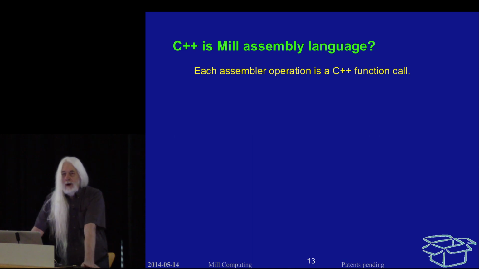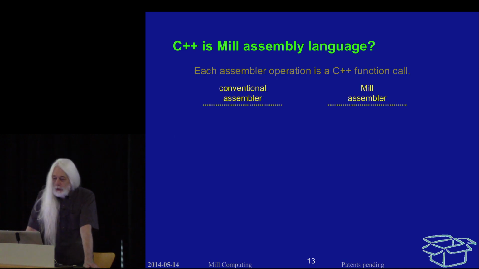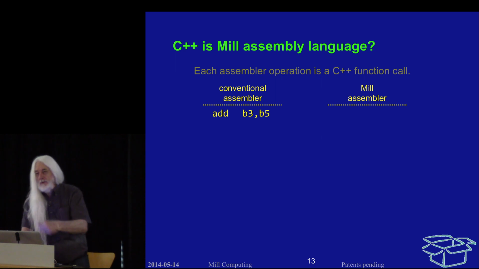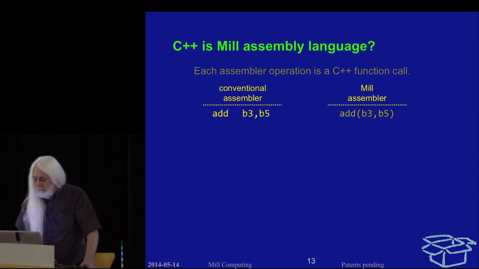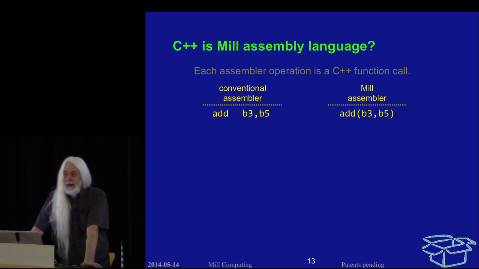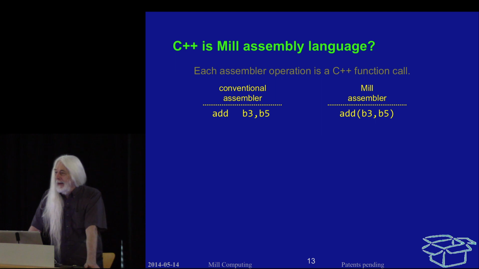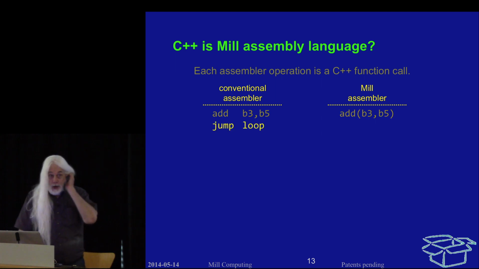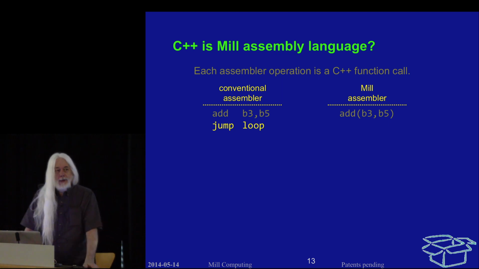So each assembler operation written in your source code is a C++ function call. So if I have in a conventional assembler, add two numbers, B3 and B5 are numbers off the belt. Those of you who have seen the videos about the belt know what that means. You can think of them as being pulled from a register file. The exact same semantics in milassembler is a function call where the function name is add, and the arguments are coming in as parameters.